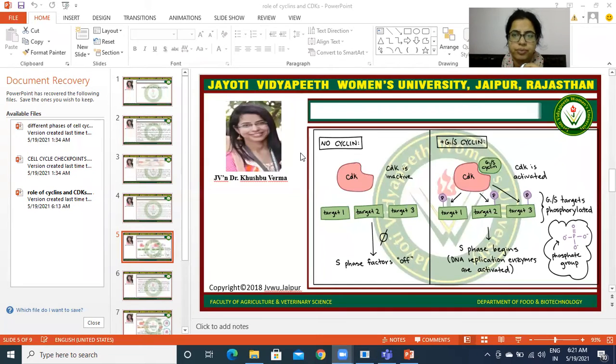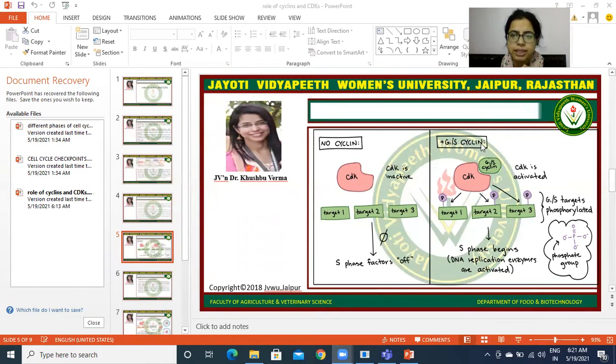Here you can simply understand two possibilities. If there is no cyclin, then cyclin dependent kinase is inactive, so it can't go for target 1, target 2 or target 3. So simply the S phase factors are completely off. When cyclin is present, meaning G1 oblique S cyclin, here I'm just giving an example.